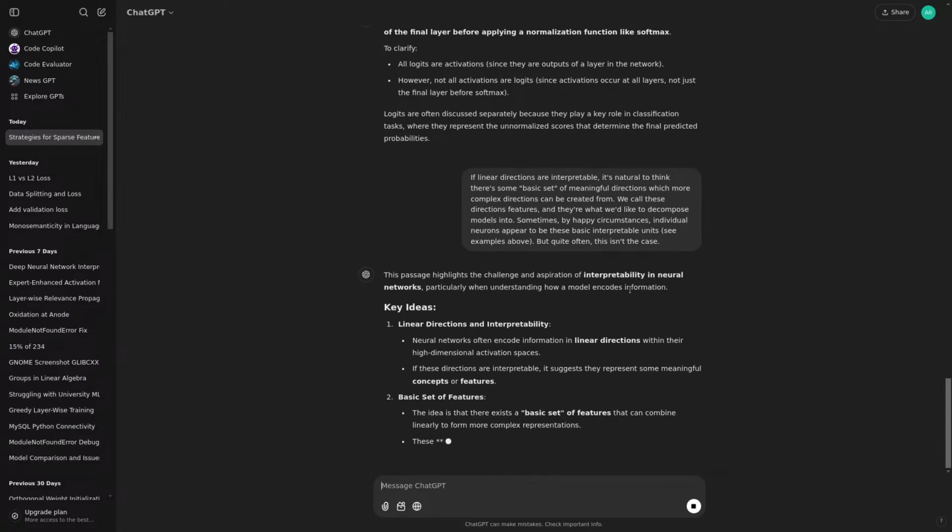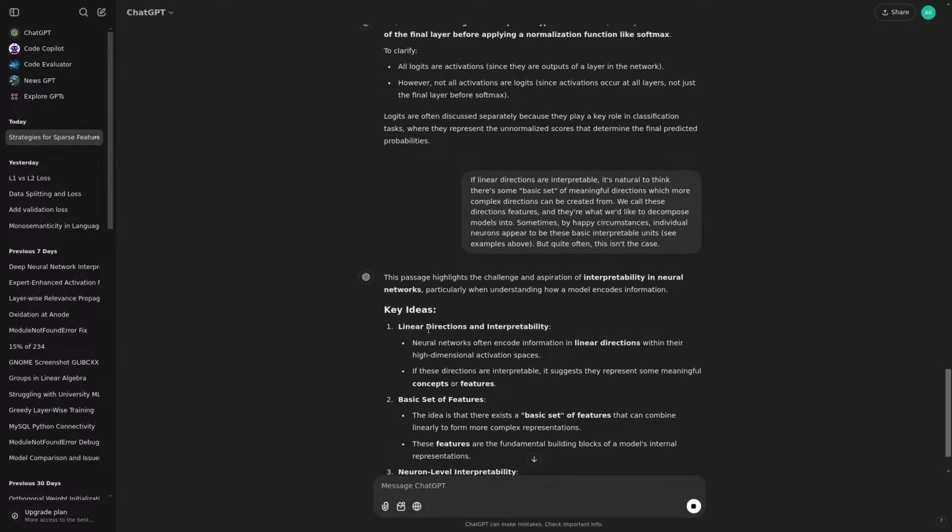The aspiration of interpretability in neural networks. Linear directions are interpretable. Neural networks often encode information in linear directions within their high dimensional activation space. If these directions are interpretable, it suggests that they represent some meaningful concepts or features. That's also true.